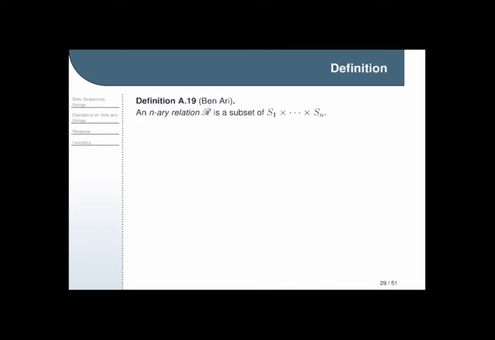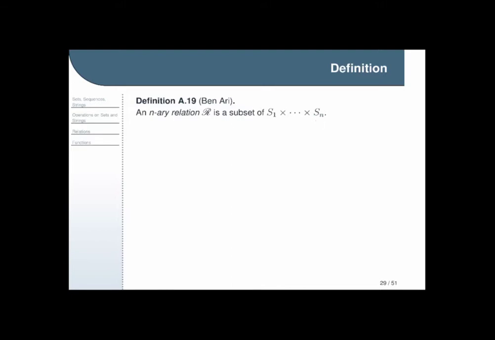So let's take a look at how we're going to build this idea out of the concepts that we've defined already. First we'll start with the definition. We'll say an n-ary relation, R, is a subset of some big Cartesian product with n sets in it. So it's a Cartesian product S1 cross S2, etc., up to S sub n.